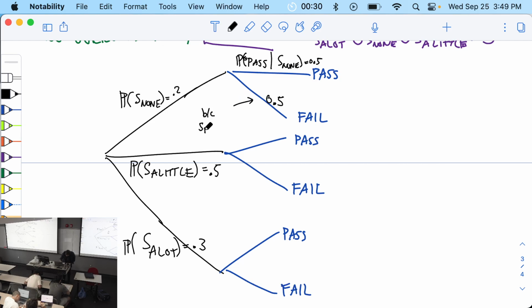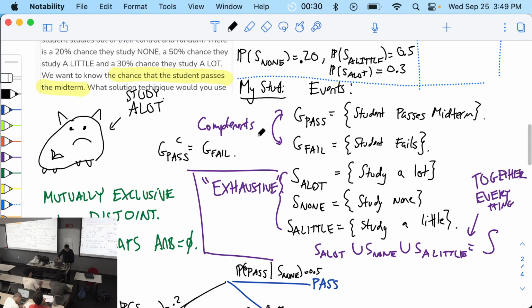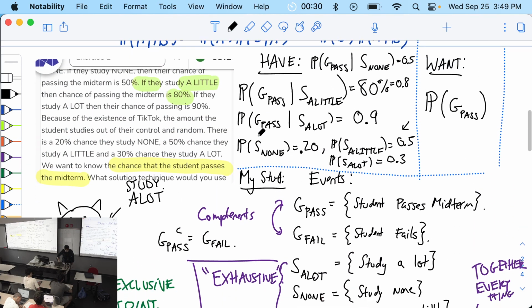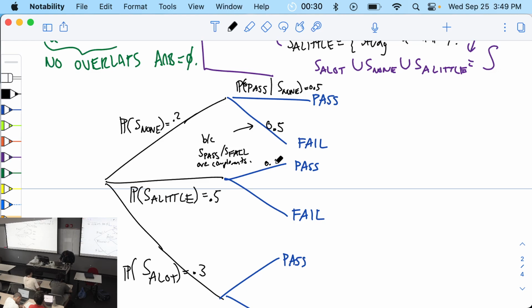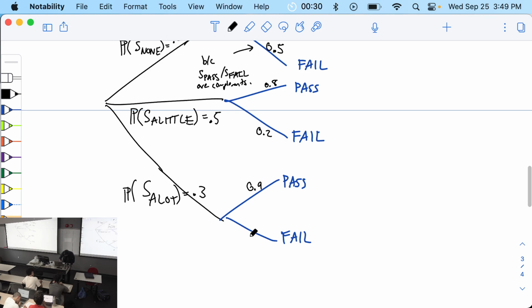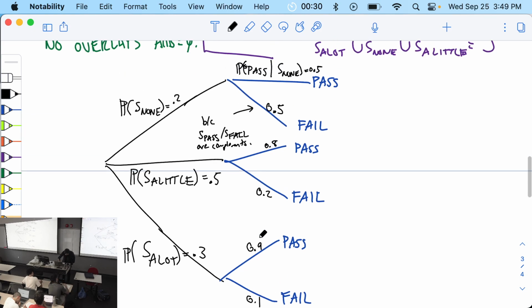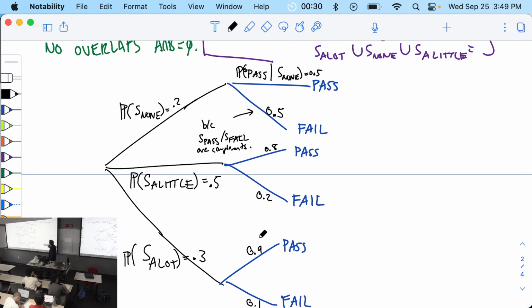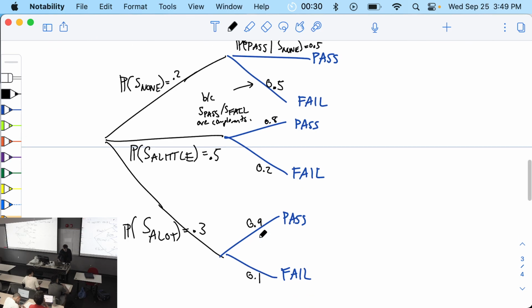Because S pass, S fail are complementary. Okay, I'm only going to write that once. I'll use it a bunch of times, and I'll write it in super tiny letters. Okay, 0.5, 0.5. Similarly, if you just fill in all the stuff we have, we have 80% one way, 0.8 one way, 0.2 the other way, 0.9 one way, so 0.1 the other way. And this organizes all our information. The conditional probabilities go in the second layer, where we're conditioning on what happened in the first layer. So that's our probability tree.